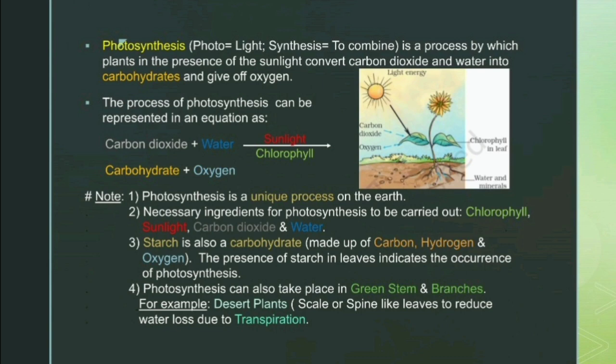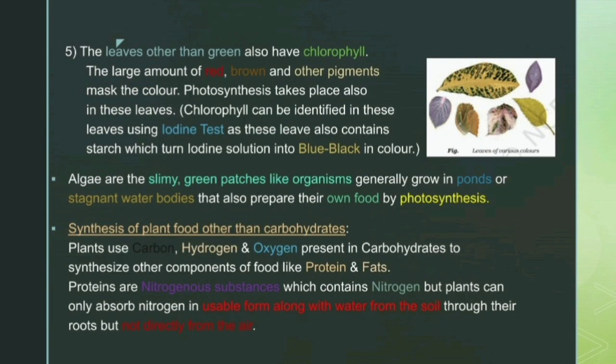the leaves. You might have also observed leaves of different colors in your surroundings. These leaves also carry chlorophyll, but a large amount of red, brown, and other pigments mask the green color. And the iodine test will tell you the presence of chlorophyll in these leaves. The iodine test is the test in which you use iodine solution to find whether a leaf contains starch or not.